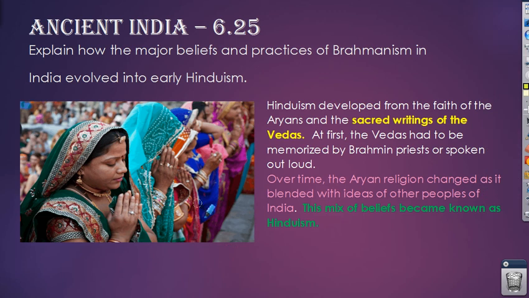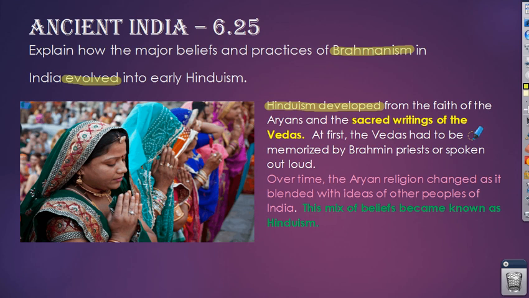Okay, we're moving on to our next slide. Explain how the major beliefs and practices, remember, we are trying to explain the major beliefs and practices of Brahmanism and how that evolved. This is our key word right here, evolved. How did it evolve into Hinduism? Alright, Hinduism developed from the faith of the Aryans and the sacred writings of the Veda. So Hinduism developed from the faith that the Aryans brought over. What was that faith? That faith was Brahmanism. And they took that from the sacred writings of the Vedas.